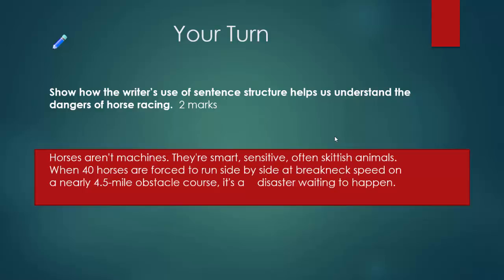So go through your sentence structure checklist now. Identify the technique that's used by the writer that helps us understand that horse racing is dangerous. Explain how that technique is used here, and then evaluate what it helps us to understand. Now would be a good time to pause the video before we finish.